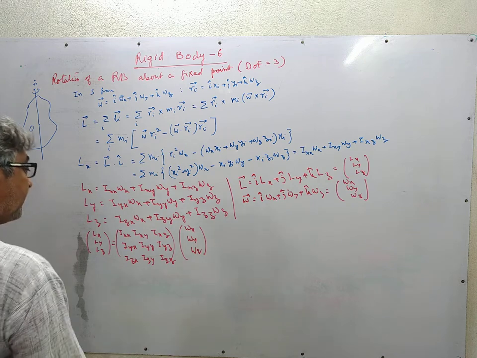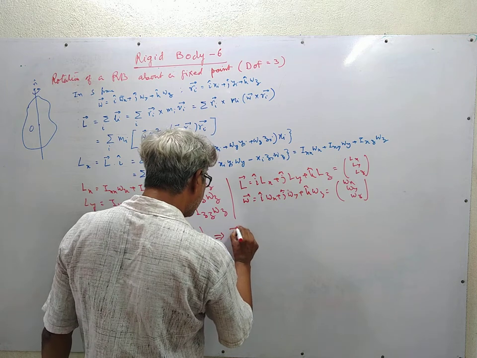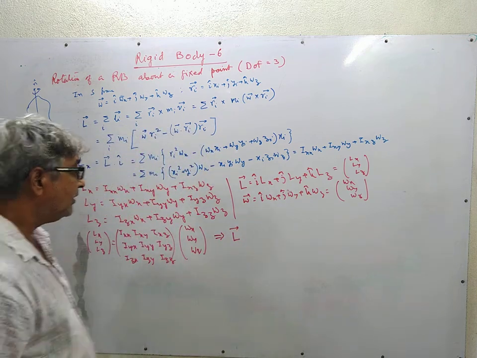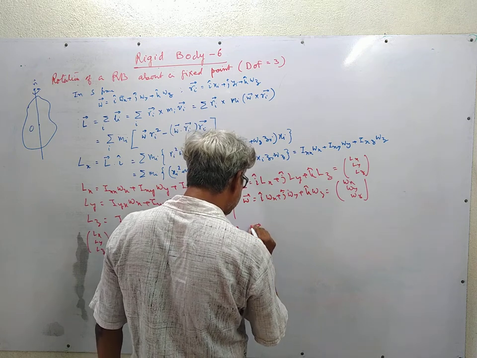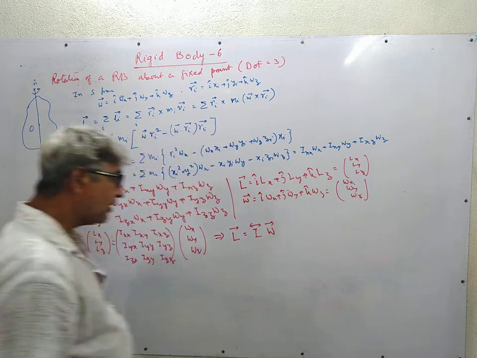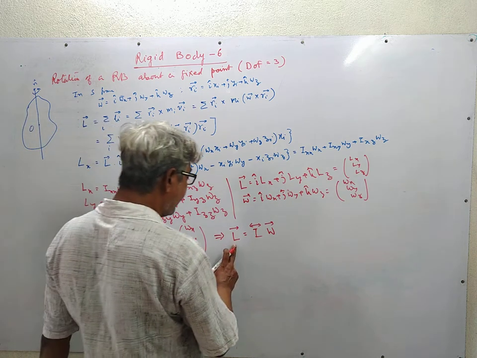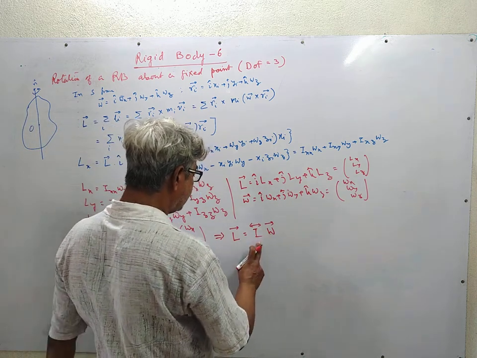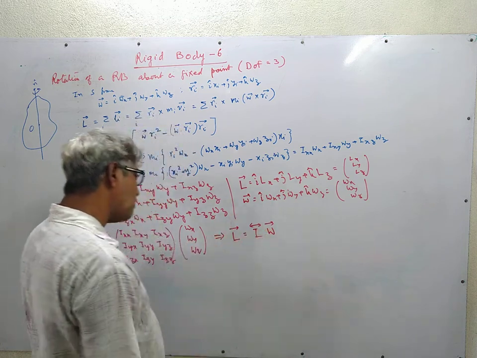Alternatively, we can write it in an equivalent notation as a vector L equal to the moment of inertia tensor acting on omega. So if we look at it, L is a vector, the moment of inertia is a tensor, omega is a column matrix, and the tensor is a square matrix of order 3.